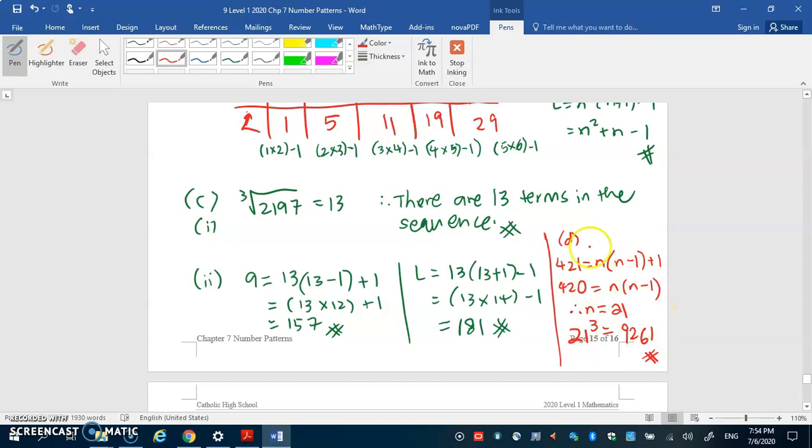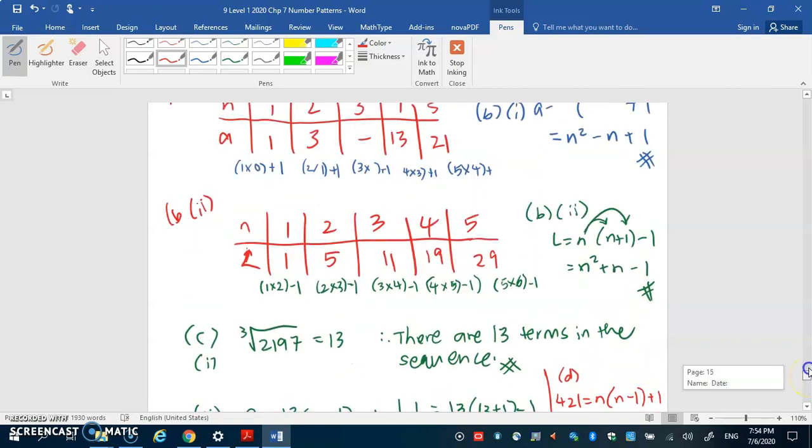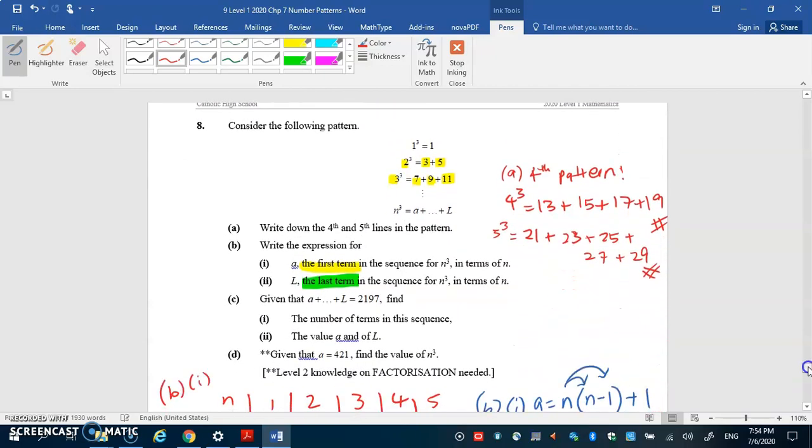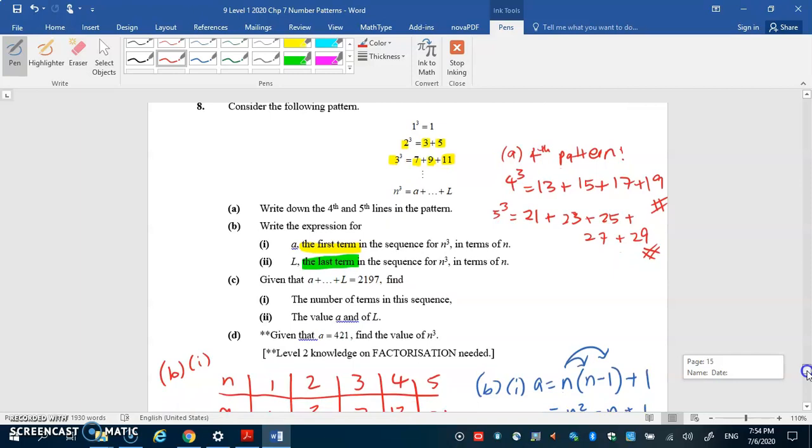The proper way to do this will actually be covered in Sec 2, where you really learn how to factorize and solve for n. But now I'm just telling you the kind of cheat method, the guess and check method to find n. But the real proper method we will teach you in Sec 2. Okay? So n is 21 and 21 cubed is 9261. Since the question wants 21 cubed. Okay? They want n cubed.